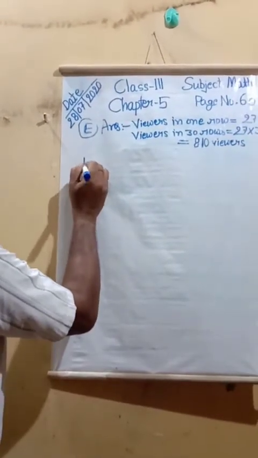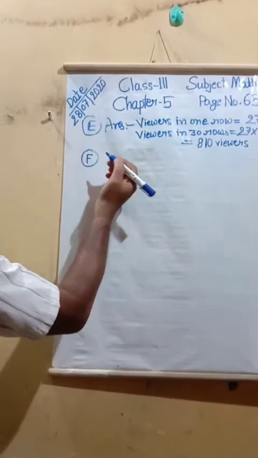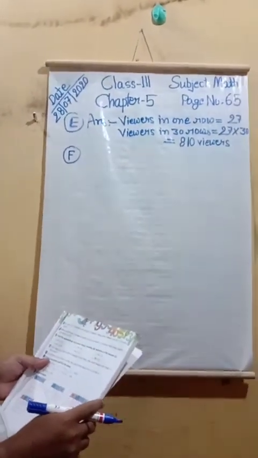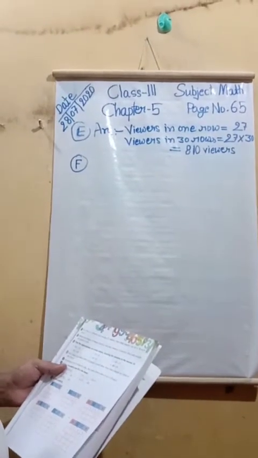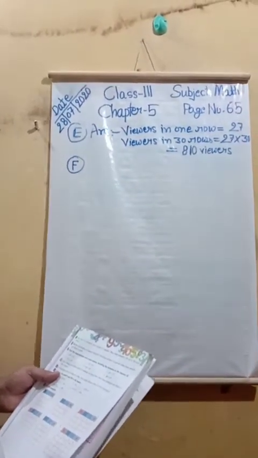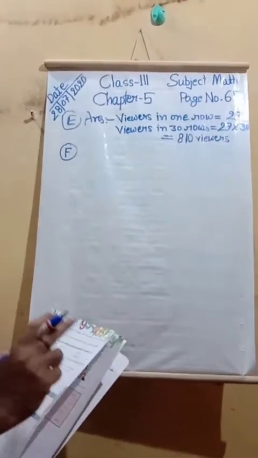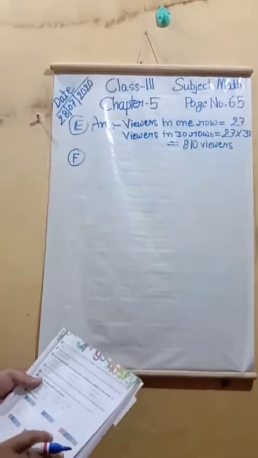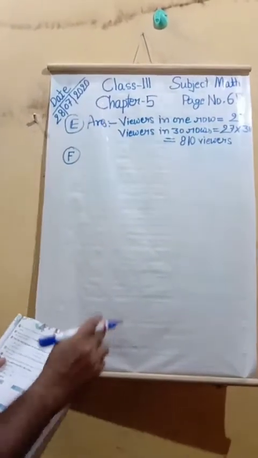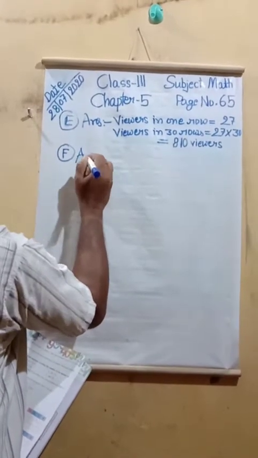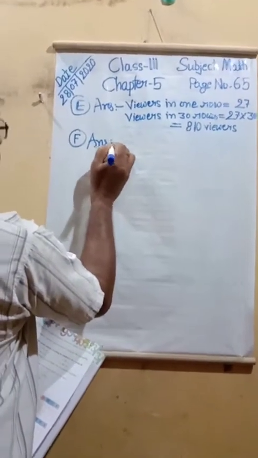Then question number F. Manav purchases 75 boxes of pencils. Each box contains 12 pencils. How many pencils are there in all? Now we will solve this problem.